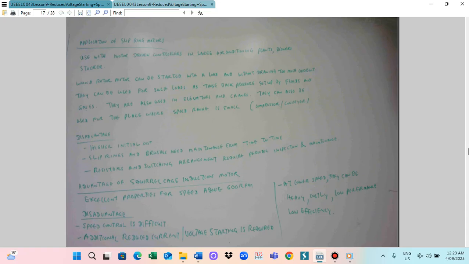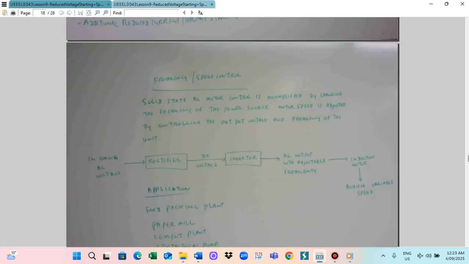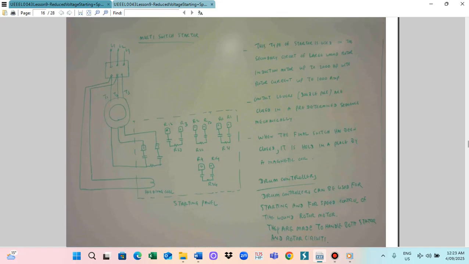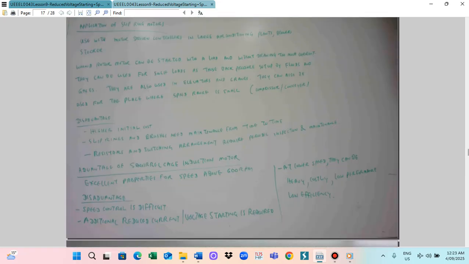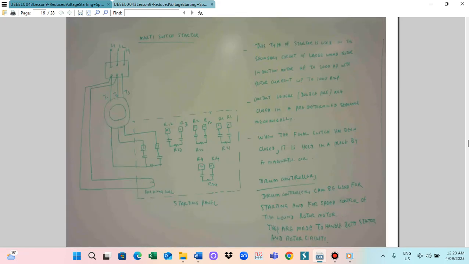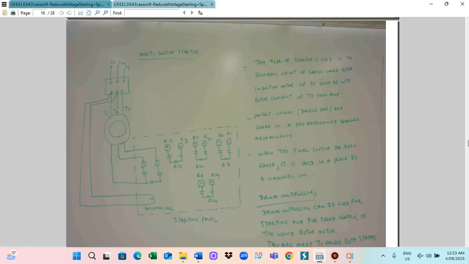Instead of starting it manually, we can use a magnetic starter. Magnetic starter means this circuit is connected like this. This circuit is connected to the multi-band resistor. The multi-band resistors used for starting are determined by the magnetic contactor. For the magnetic contactor, you can use a sequence relay or a timing control relay for control. So this is for the multi-switch starter circuit.